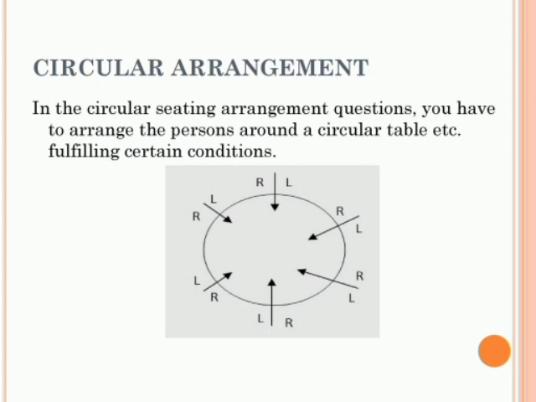So now we will move to the third form of arrangement, that is circular arrangement. Here we have to arrange the given persons around a circular table. Now here also, as you can see, the left and right is determined according to whether they are facing inside the circle or outside the circle. So yes, as you can see in the diagram, facing can be accordingly done.